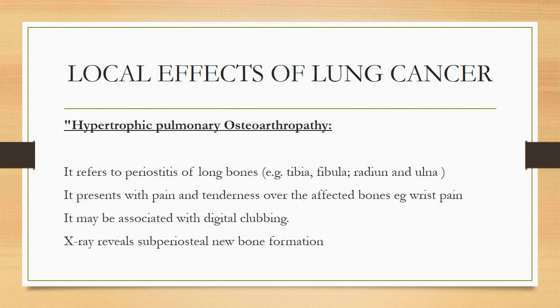Another is hypertrophic pulmonary osteoarthropathy. It refers to periostitis of long bones, tibia, fibula, radius, and ulna, and it presents with pain and tenderness over the affected bones. It may be associated with digital clubbing, and X-ray will reveal subperiosteal new bone formation.